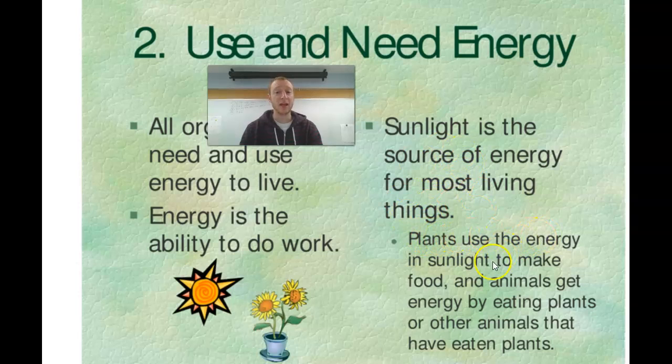Mostly plants use the energy in sunlight to make food, and animals get their energy by eating plants or other animals that have eaten plants, right? So if I eat a cow, that cow ate grass. So the grass got its energy from the sun, the cow got its energy from the grass, and I got my energy from the cow. So really, I got my energy from the sun. All energy on Earth comes from the sun.